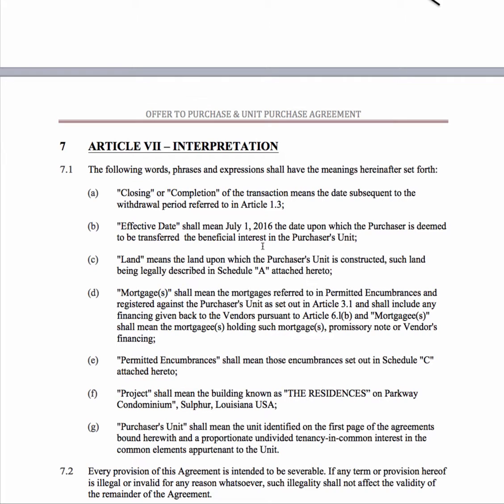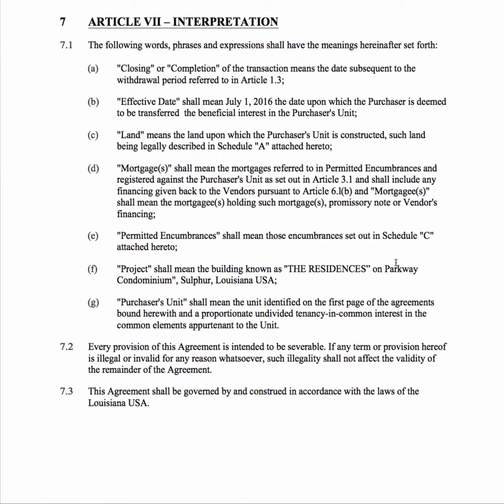Okay, now, interpretation. Closing, well, basically these are words. Closing or completion of the transaction means the date subsequent to the withdrawal period referred to in Article 1.3, which is your 10 days. The effective date is July 16, the date upon which a purchaser is deemed to be transferred the beneficial interest of the unit. This is the description of the land, the mortgage, permitted encumbrances, the project, the residence on Parkway. Purchaser shall mean the person identified on the first page.